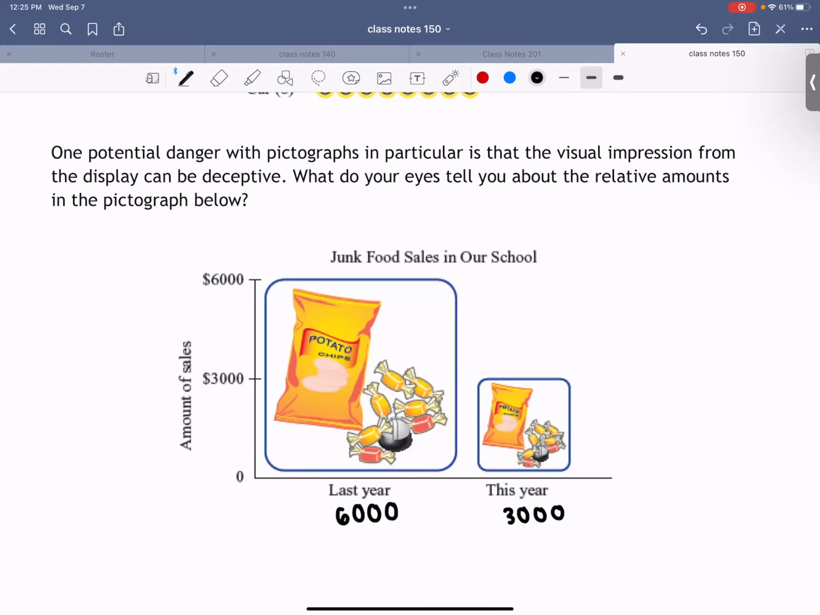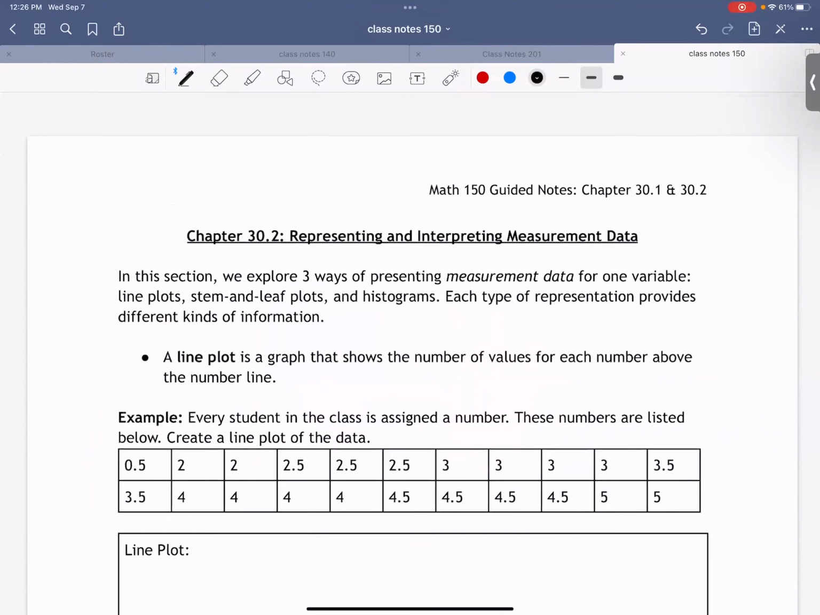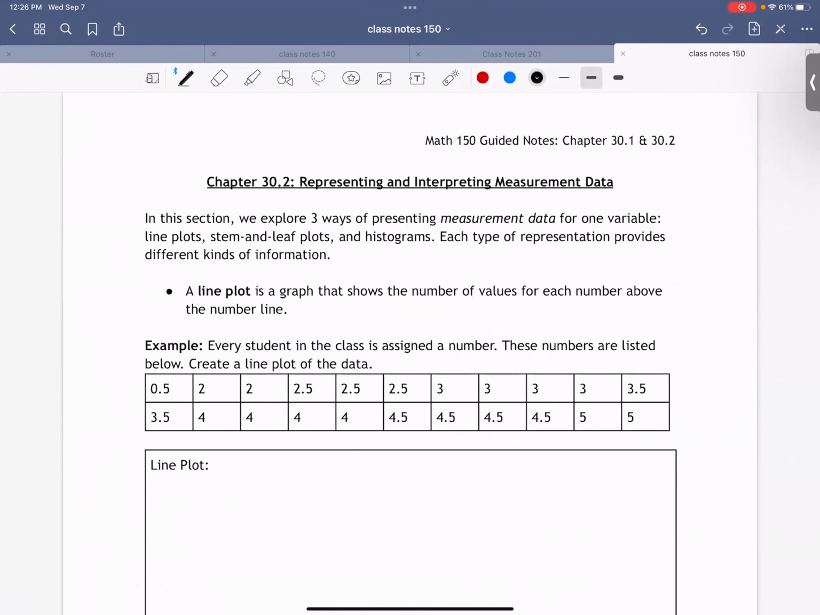So it's very misleading, even though it shows us the right information. If you look at it, it looks like the sales have decreased way more than they actually have, just by looking at the picture, not looking at the numbers. So there is a danger with pictographs. They're used a lot and they do look cool, but you do have to be careful when you look at this. Okay. Any questions on pictographs? All right. So I think we're ready to move on to the next section.